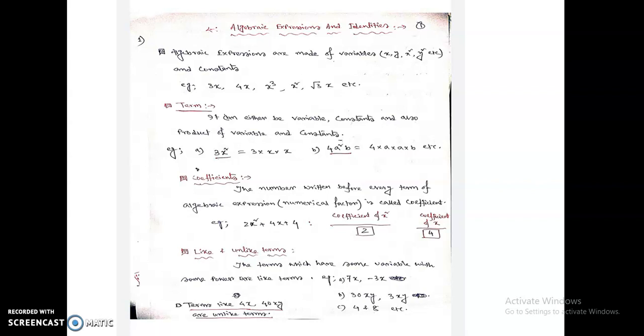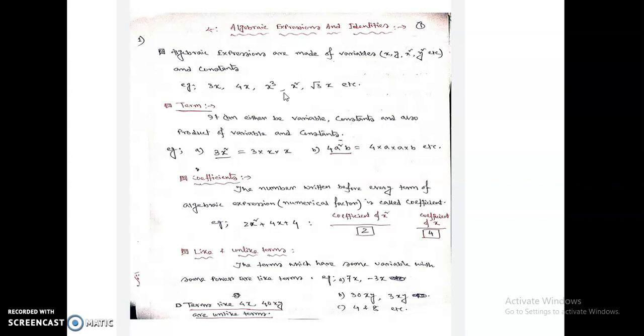Algebraic expressions are mainly expressions made of variables like x, y, x squared, y squared, etc. Let me give you an example. Some examples are 3x, 4x, x cubed, x squared. These are all algebraic expressions that contain variables like x, x squared, x cubed, y, right?